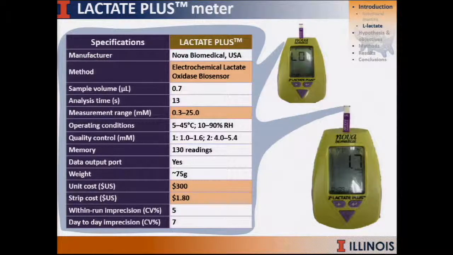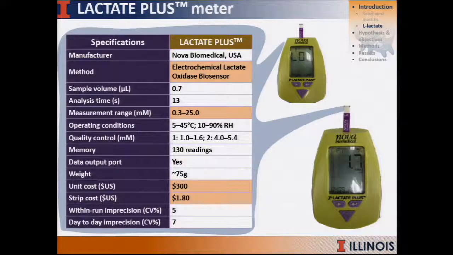And the second important characteristic of this meter is the measuring range. This meter measures lactate concentration from 0.3 to 25 millimole. This meter uses an electrochemical lactate oxidase biosensor, and we believe that this meter is going to work well in milk.